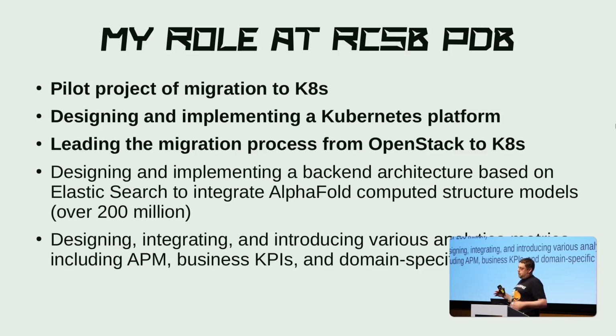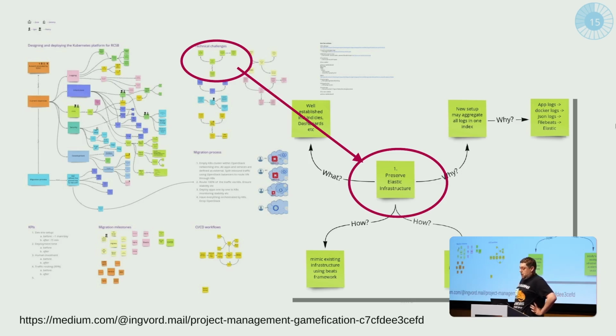The goal is to integrate those structures into the website, so users can see and search not only for the experimentally discovered structures, which is, by the way, only 200K over the history of 50 years. And now it's millions and millions of predicted structures. So this is how this project looked. I really love concept maps for project management, and it's a complex thing.